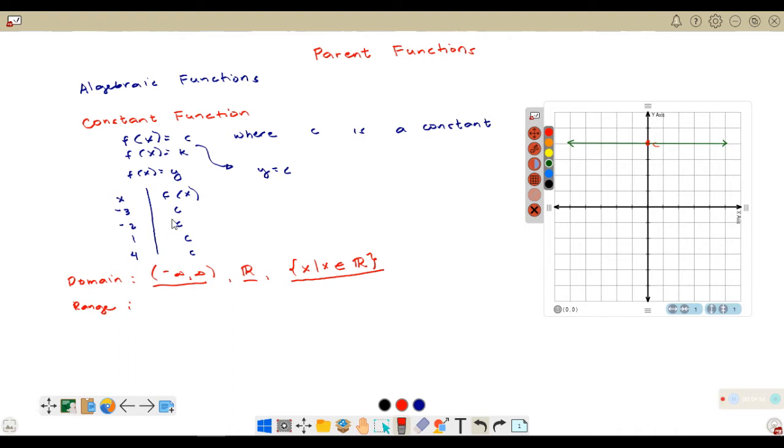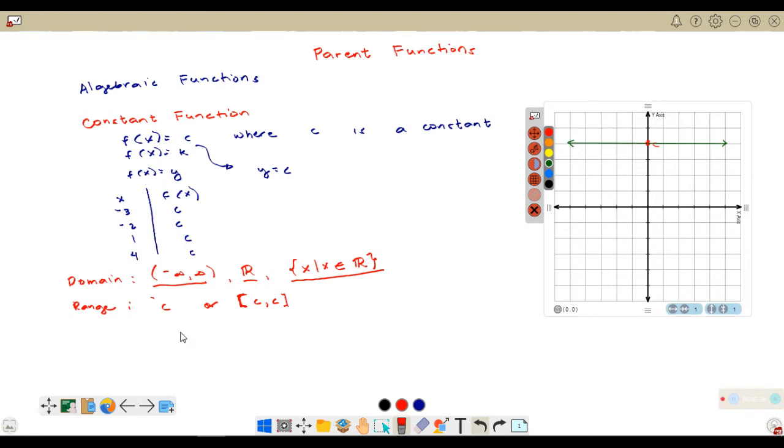So for the range, take notice that you will always end up with the value c. So here, it is equal to C. Or if you prefer to write it as an interval notation, it is closed in C. So we are going to use square brackets. So C, C, in square brackets. So the range will only contain the single value C. It has no other value in the set of outputs aside from C.